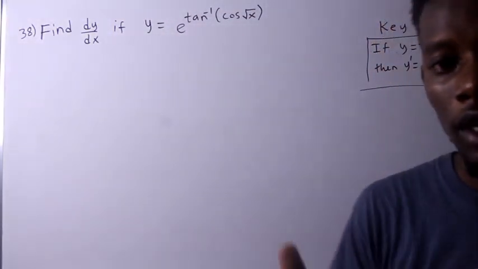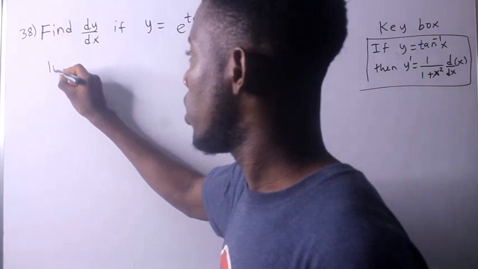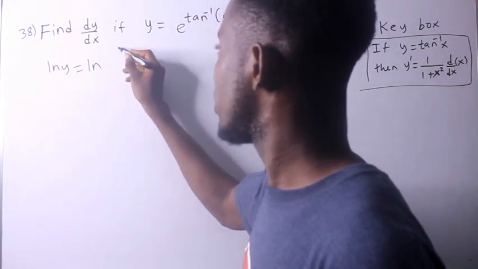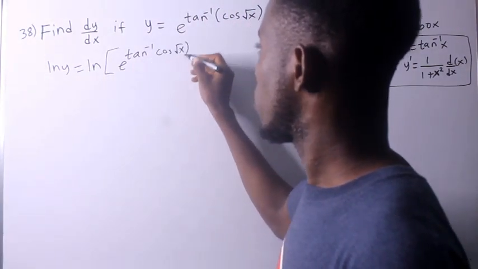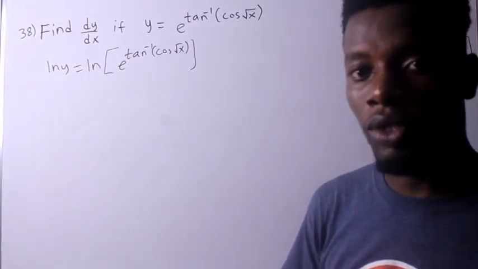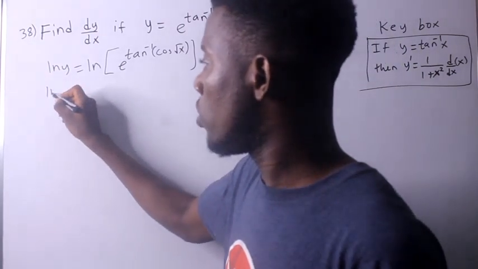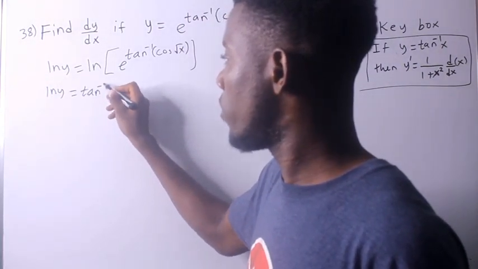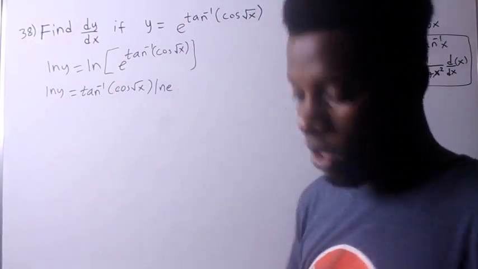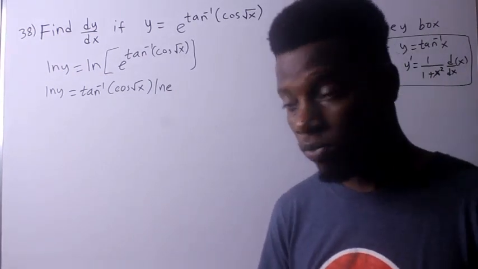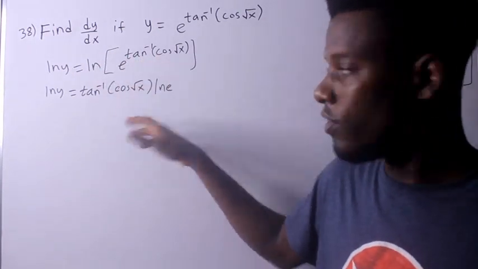The first thing to do here is to take the natural log on both sides, since I have the base of e here. So I'll have the ln of y is equal to the ln of this entire expression, e to the power of tangent inverse of cos of root x. Great. Once I do that, this entire power will drop behind the natural log, and I will just have ln of y is equal to tangent inverse of cos of root x, and then the ln of e. But I know that the ln of e is 1, so if I'm differentiating, I'm just going to multiply this entire thing by 1, which is just the derivative of this.